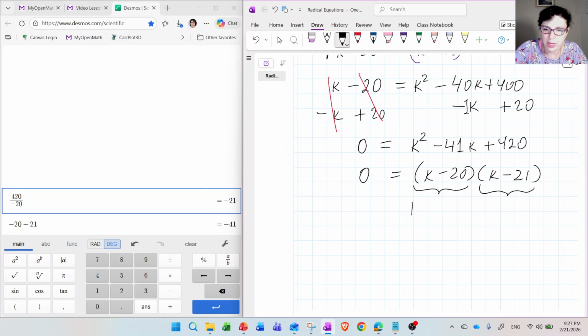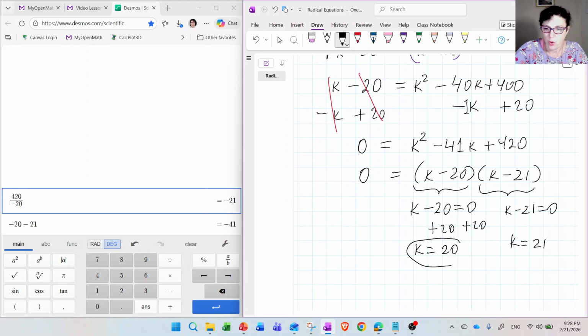What that means is that we're now going to look at two equations. Once we solve over here, we get k equals 20. And the other one is going to give us k equals 21: k minus 21 equals 0, add 21 to both sides. It looks like we got two solutions.